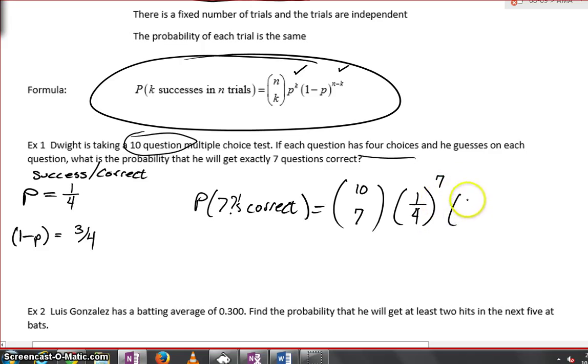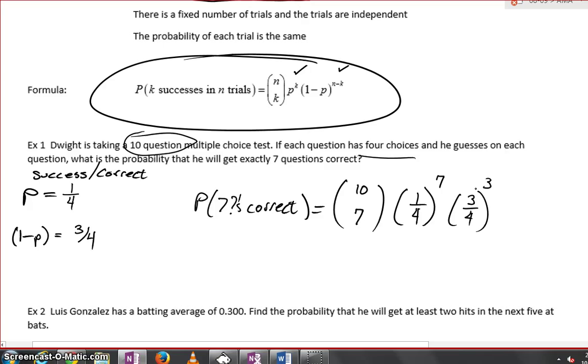He's also going to get some problems wrong then. 3/4 is going to get raised up to what power now? The 3rd. Obviously, if Dwight gets 7 questions correct, he's going to get 3 questions incorrect. He's going to get 3 questions wrong.